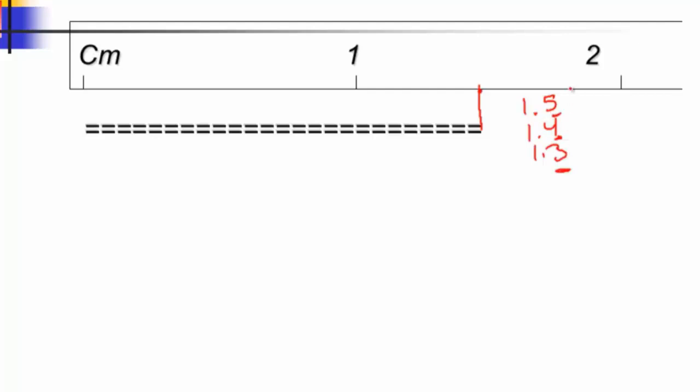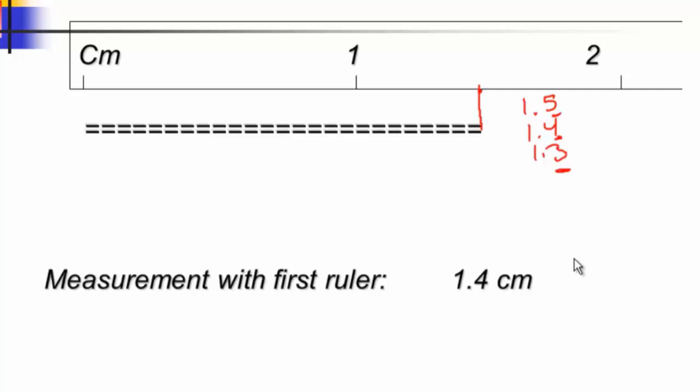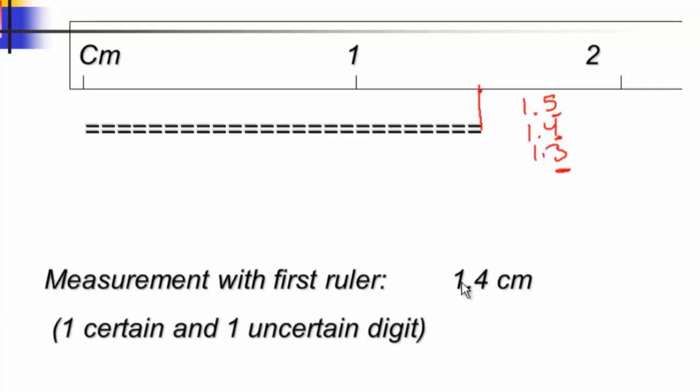And that's always the digit that is uncertain. Therefore, one possible answer would be 1.4. So 1.4 has one certain digit, that's the 1. We are certain it's between 1 and 2, so the certain digit here is 1. And then one uncertain digit, which is the estimation of the fraction that falls between 1 and 2. So it could be 0.4, 0.3, 0.5. So one way to write it is 1.4 plus minus 0.1.